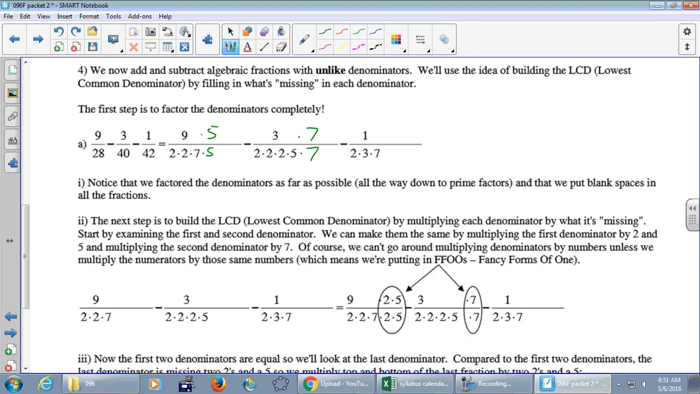What else is the first denominator missing? It's another 2. Even though it's got a couple of 2's already, it needs 3 of them. I need these denominators to be the same, and I'm not allowed to remove any. All I can do is multiply by more. So we are also going to multiply by 2 on top and bottom.